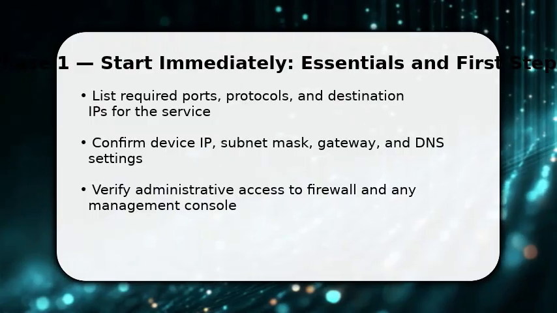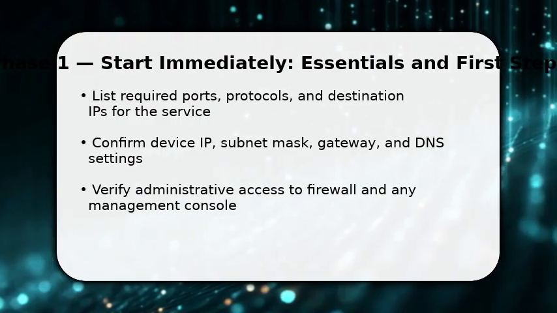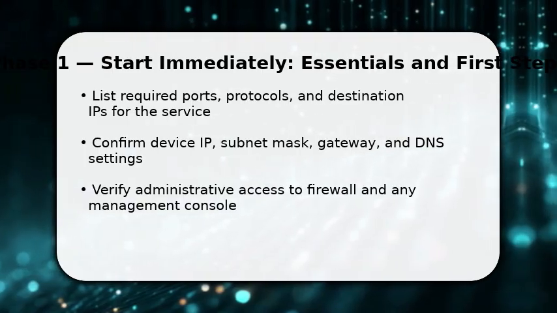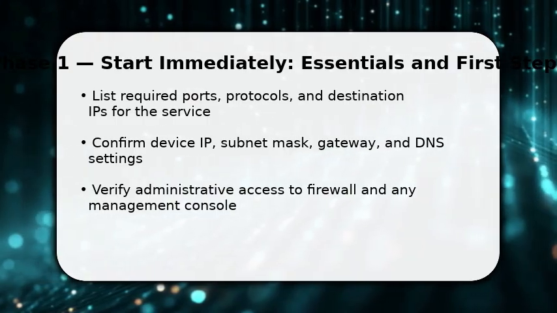You start by knowing exactly what traffic must flow. Identify ports, protocols, and destination IPs. This guides every rule you create. Once done, confirm the device IP, subnet, and gateway so rules target the right interface.